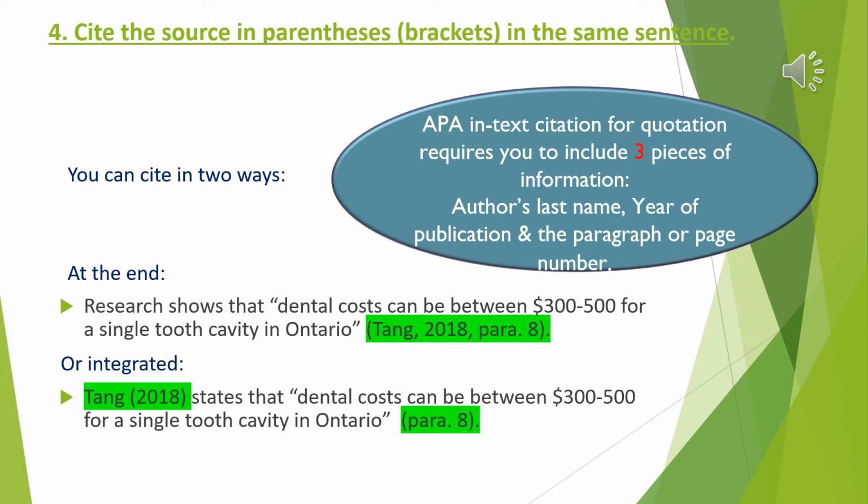Now, whichever method you prefer, whether you like to put it at the very end or you'd like to use the integrated method, the important rule to remember is that for APA in-text citation, you are required to include 3 pieces of information: the author's name, year of publication, and the paragraph or page number.